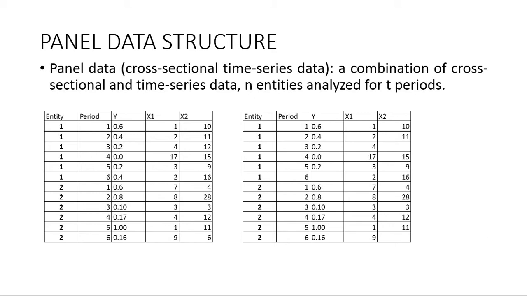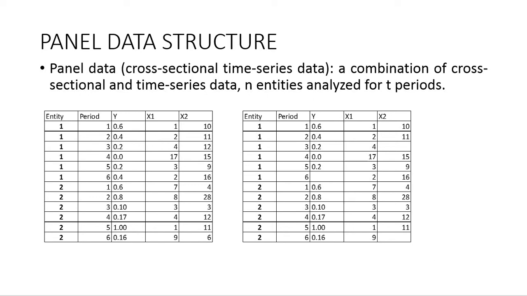By the way, this is how you should structure your panel dataset for designing a regression model in eViews, Gretl, or Stata. So we have entity 1 and entity 2. Each of them is analyzed for 6 periods, and there are no gaps in data. Basically, it implies that you can analyze two entities for the same number of periods.